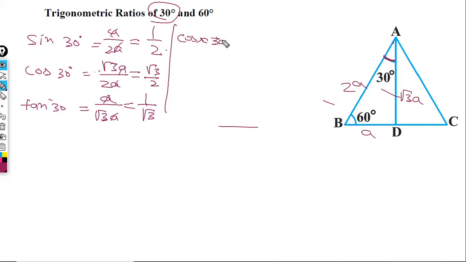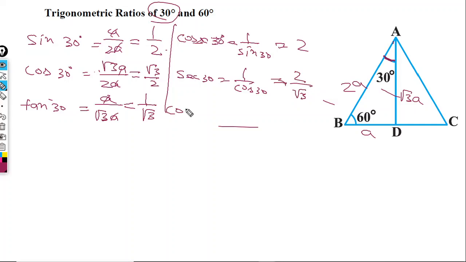Cosec 30 degree will be equal to 1 by sine 30, which is equal to 2. Now cos has a relation with sec, so we can find sec 30 equal to 1 by cos 30, which must be equal to 2 by root 3. Similarly, cot 30 will be equal to 1 by tan 30, which must be equal to root 3. So this is all about 30 degree angle.